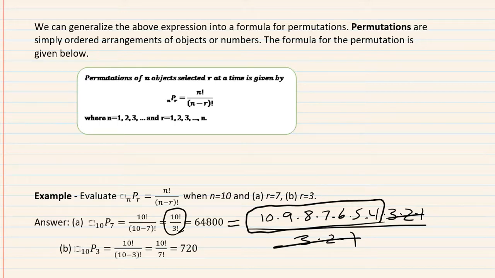Okay. Now in part B, the second part of that example, permutation 10 choose 3. Well, P(10, 3) is going to be 10 factorial over 7 factorial, and that's 720.